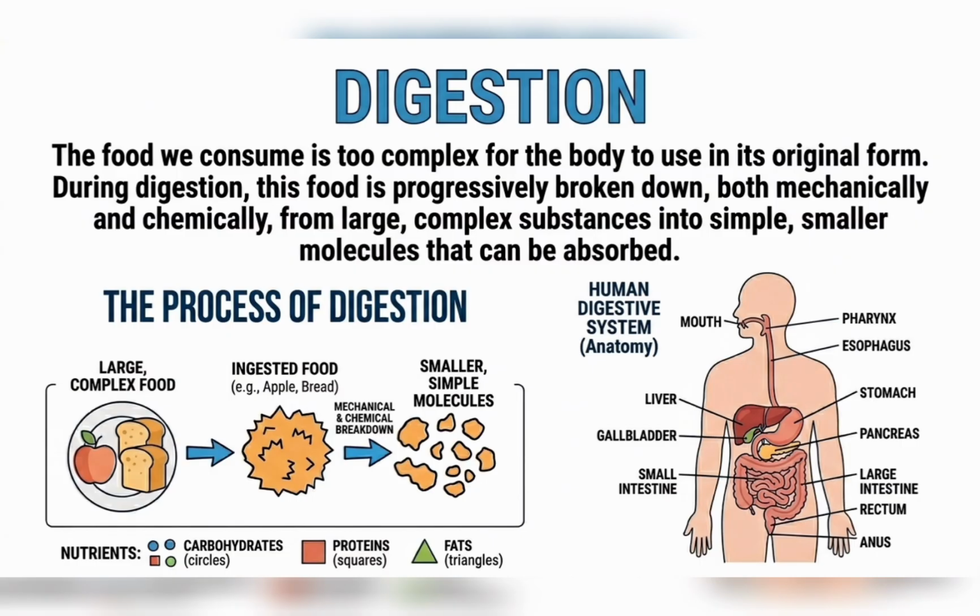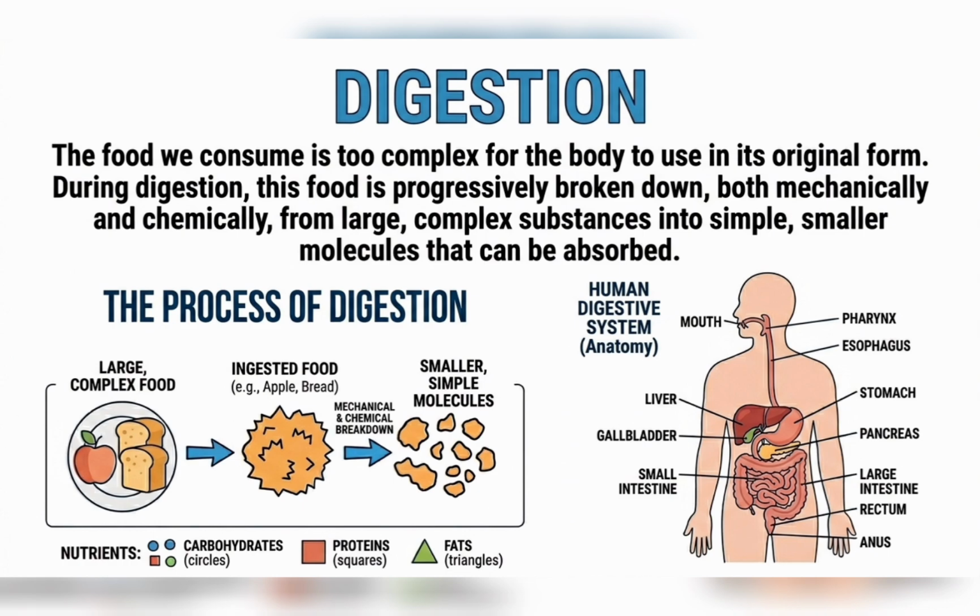The next step of nutrition is digestion. The food we consume is too complex for the body to use in its original form. During digestion, this food is progressively broken down both mechanically and chemically from large complex substances into simpler smaller molecules that can be absorbed. For example, you can imagine you eating a small apple, and you start with the process of ingestion, which is biting and chewing and then swallowing that apple.